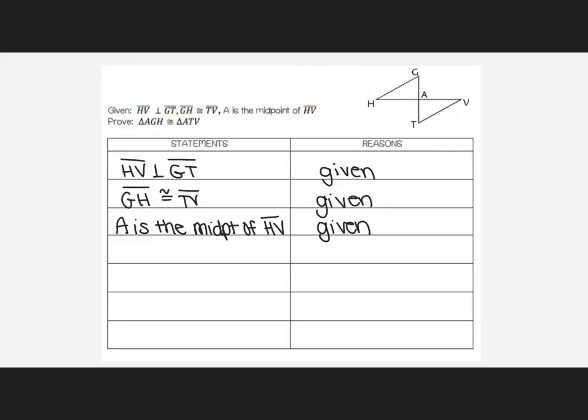For this proof, I've filled in all 3 givens, and then I'm going to start marking my diagram. So the first thing I see is HV is perpendicular to GT. Remember, perpendicular means that there are right angles. So HV and GT, so I can see that the right angles would be here and here. Something we've had to memorize is that when we have perpendicular, we have to write 2 statements about perpendicular. The first statement is always angle GAH and angle VAT are right angles.